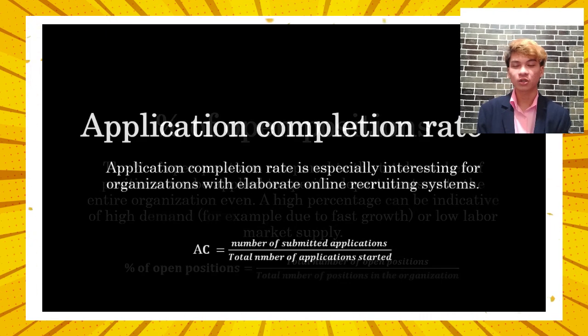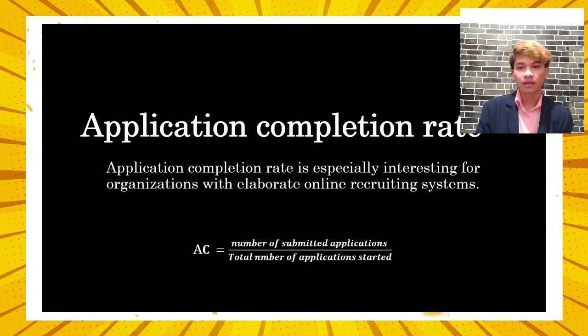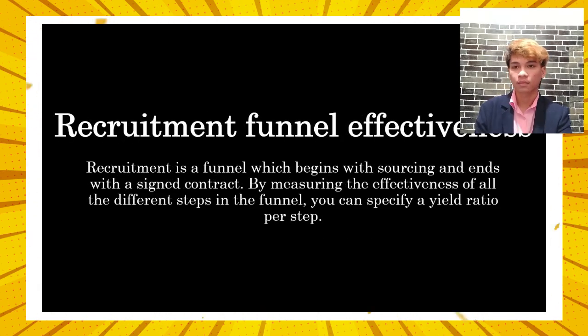Next one is the application completion rate. It is especially interesting for organizations with elaborate online recruitment systems. This recruitment metric shows you how many individuals finish your application form. To quantify the application completion rate, you need to divide the total number of submitted applications by the number of started applications.